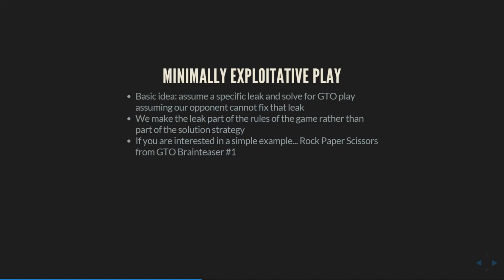With minimally exploited play, it turns out that we can find an equilibrium strategy where the exploitative player plays 2/3 paper, 1/3 rock, and no matter what our opponent does with the rest of his strategy, we're guaranteed to win a sixth of the pot in EV.